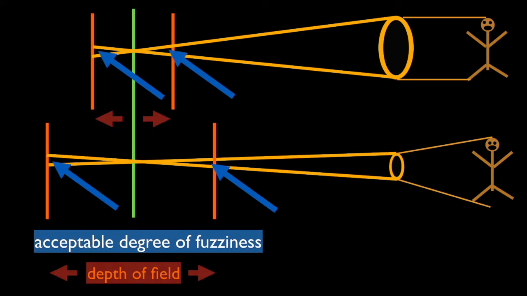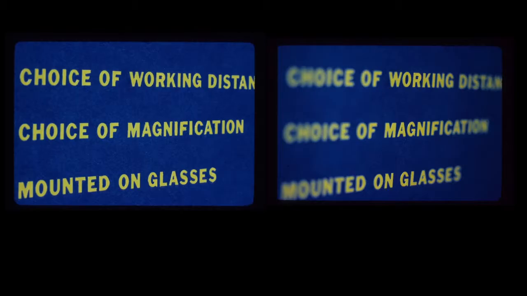We tolerate some degree of unsharpness, which is the boundary of what we think of as acceptable. The convergence angle as determined by the focal distance and the size of the aperture determines the depth of field, which is the acceptable degree of fuzziness. Here we have the same magnification, but the photo on the left had brighter lighting and therefore a smaller aperture, which gave it a greater depth of field. Microscopes have an intense xenon light, which allows for a tiny aperture, which gives them a marvelous depth of field.